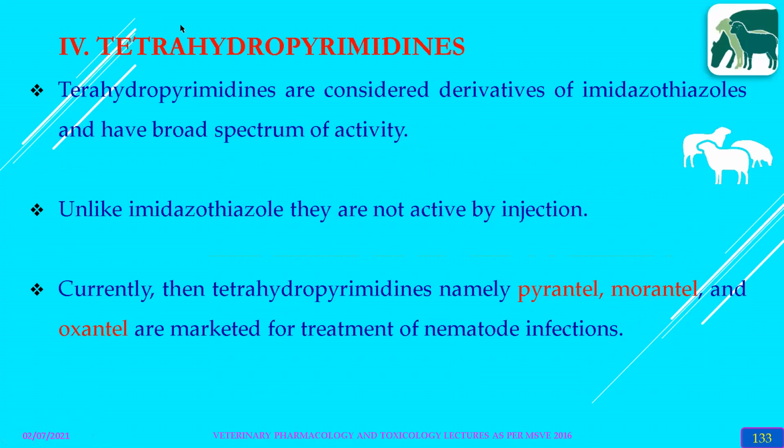So in the earlier class, we were discussing levamisole, tetramisole, and also the ivermectins. So today we will deal with the tetrahydropyrimidines. That's one of the classes of the anthelmintics in which we will see different anthelmintics like PYRANTEL, MORANTEL, and OXANTEL.